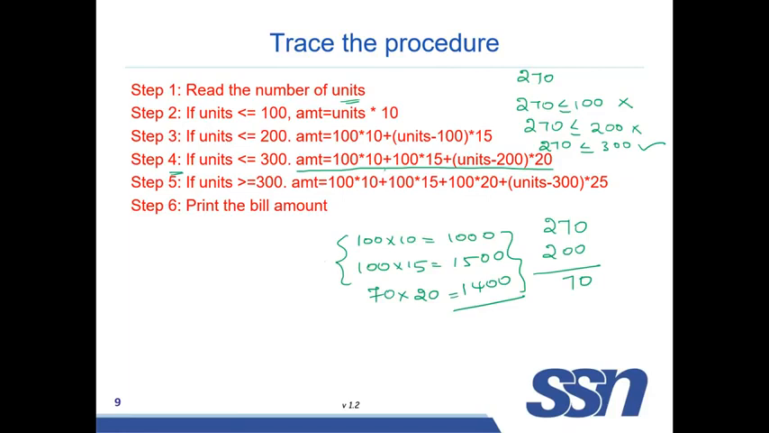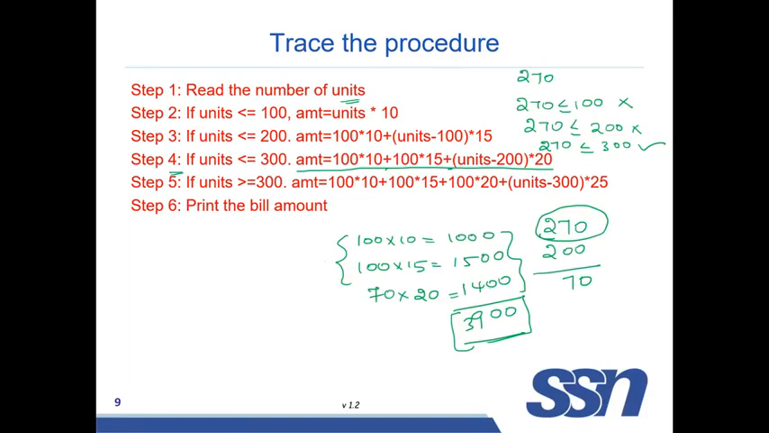That is what we are doing, plus, and here also plus. So 3900. So this is the amount for the input 270. So when you calculate manually also, you will get the same for this input.